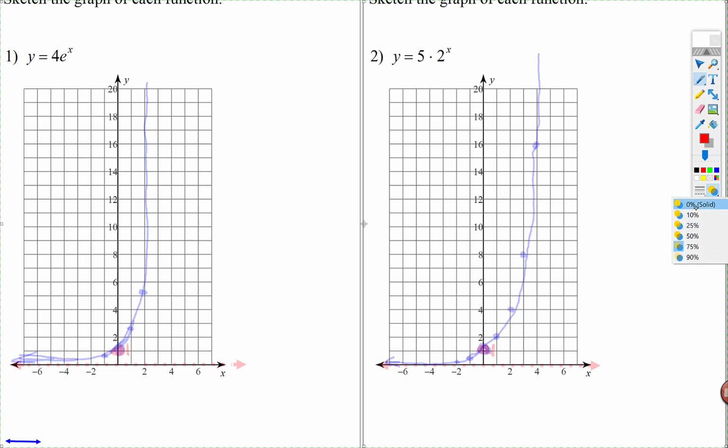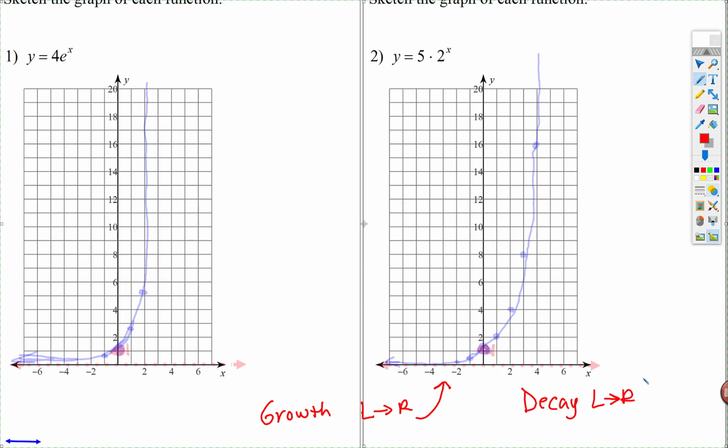Okay, hey everybody. We are going to be working with exponential graphs, and these graphs are either going to be that of growth, meaning as you read left to right, the graphs are going up, or decay graphs, where as you read left to right, the graphs are going to be going down. And look at what you notice here.